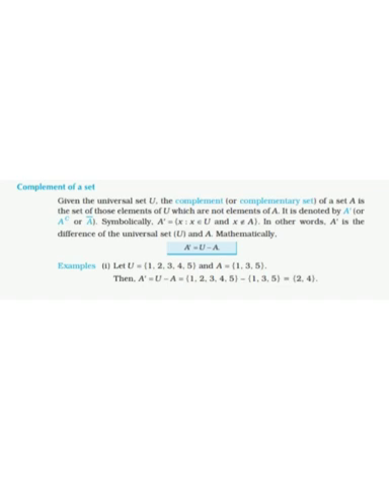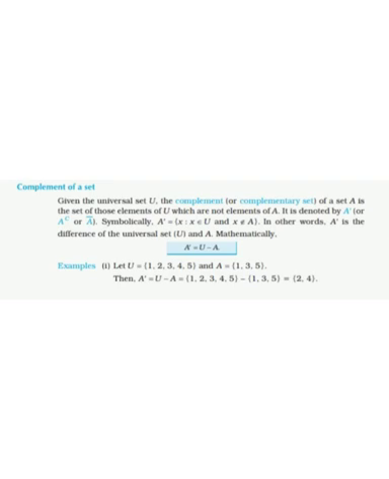The next one is the complement of a set. Complement means you want the universal set. Given the universal set U, the complement of a set A is the set of those elements of U which are not elements of A. Universal means it is the full set. So U minus A is the complement of a set. It is denoted by A dash, or A complement, A C, and A bar.